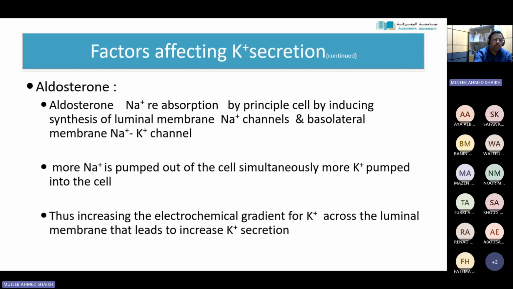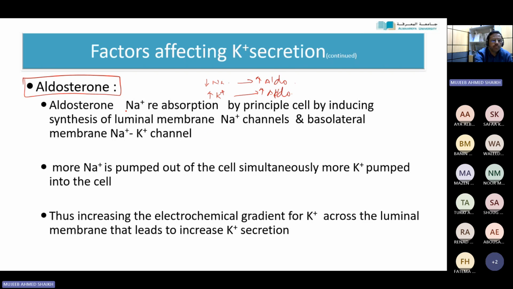So you have to remember the role of aldosterone in regulating potassium ion. Basically, we have learned that aldosterone is mainly responsible for reabsorption of sodium. When sodium concentration decreases, aldosterone will be released. This is one method. Another method is if potassium is increased in the body, there will be an increase in aldosterone level.